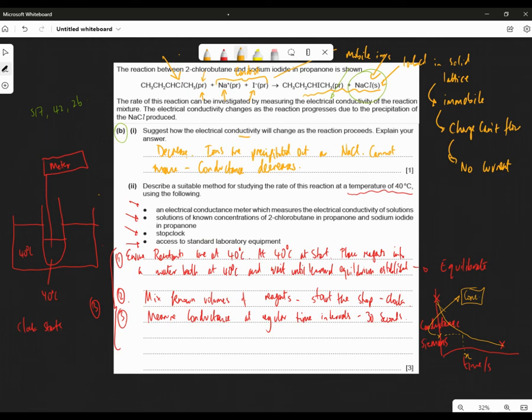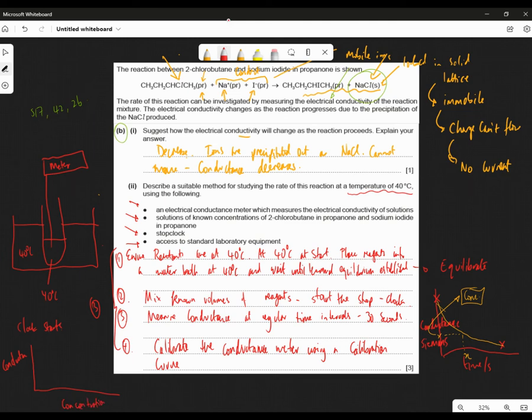So I don't know if you're familiar with this. Okay, what you could do is you calibrate the conductance meter using a calibration curve. Now, this is extra, okay? And what's a calibration curve? A calibration curve is very simply this. You don't do the reaction. What you do is you have conductance on here, and across here you have concentration.